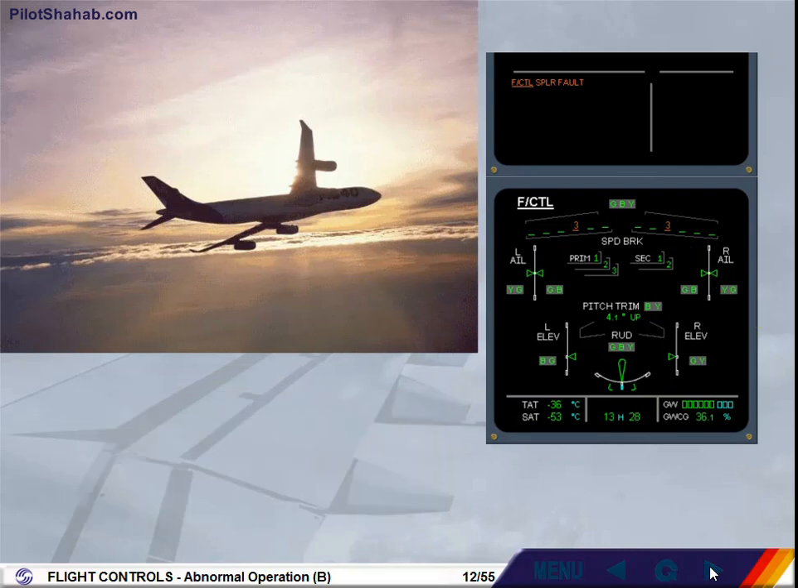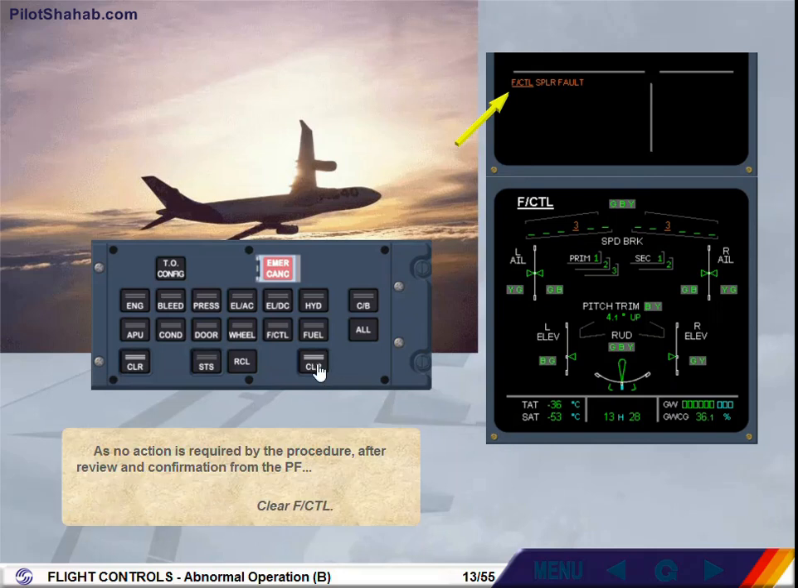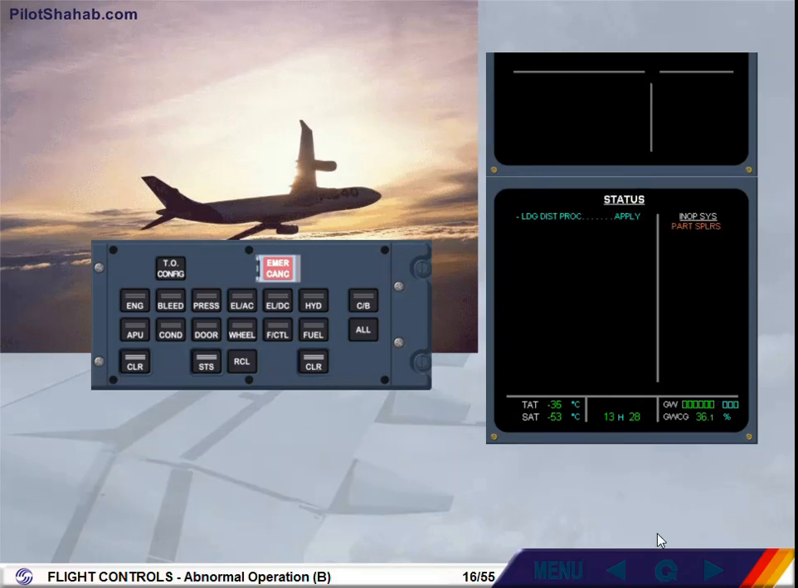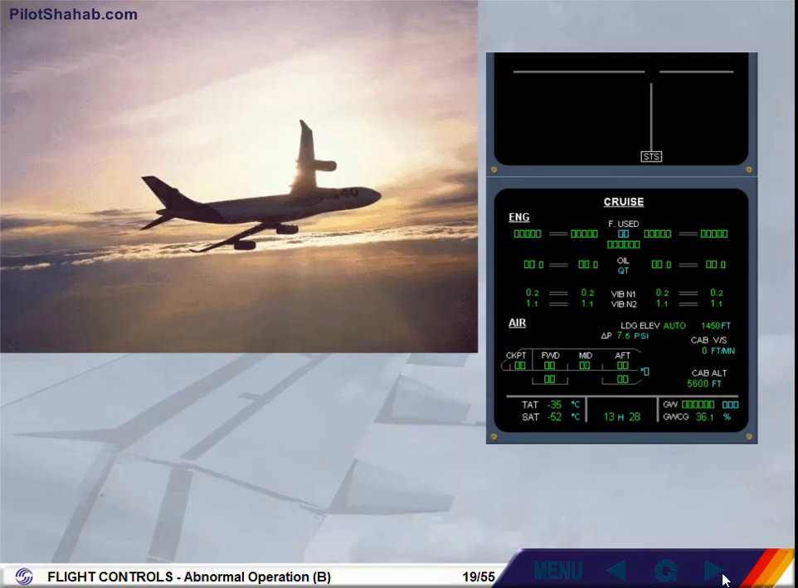As a general rule, spoilers are automatically retracted when faulty or not electrically controlled. As no action is required by the procedure, after review and confirmation from the pilot flying, clear flight control. The status page is displayed for review. As you can see, you have to apply the landing distance procedure. Notice also that in the inoperative systems column, a part of the spoilers are now inoperative. After review and confirmation from the pilot flying, clear status. ECAM actions completed.